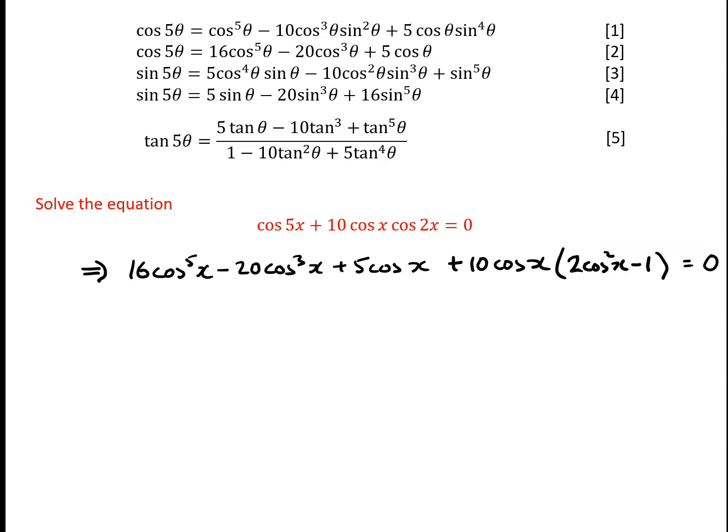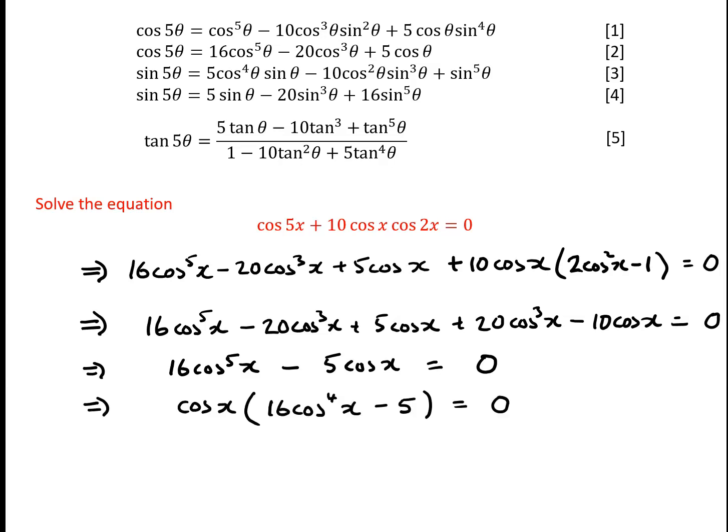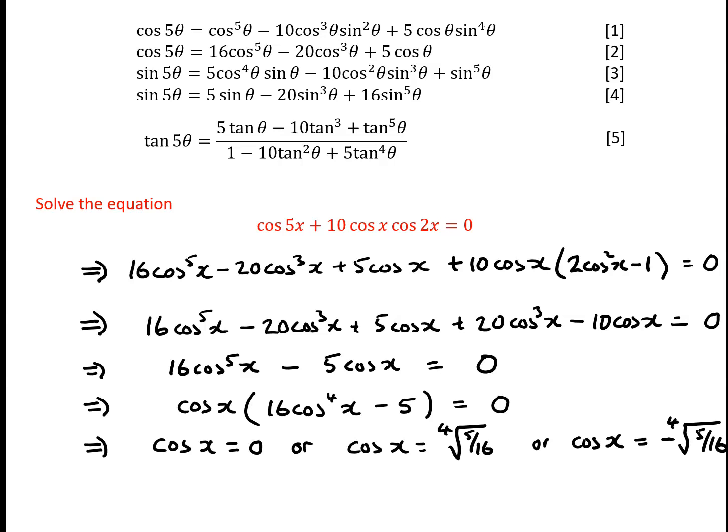So tidying that up then, we've got 16 cos to the 5x minus 20 cos cubed x plus 5 cos x plus 20 cos cubed x minus 10 cos x must equal 0. In other words, we've got 16 cos to the 5x minus 5 cos x equals 0, or cos x times by 16 cos to the 4x, take away 5, must equal 0, which tells me that either cos x equals 0 or cos x equals plus or minus the 4th root of 5/16.